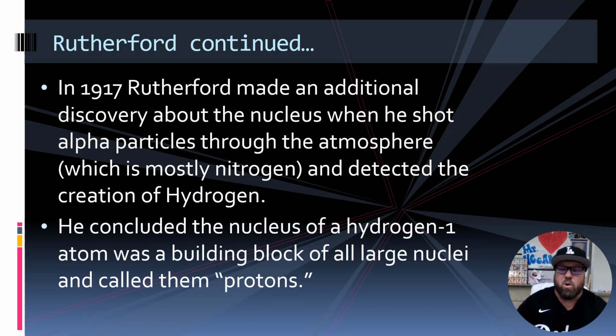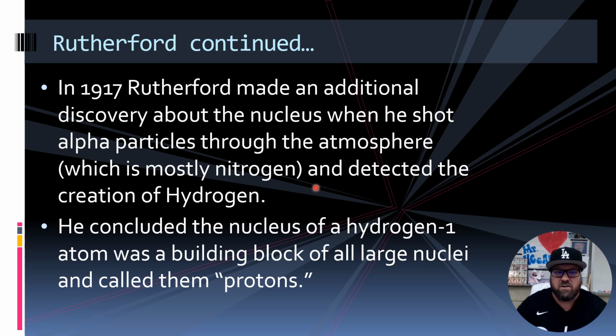Now, Rutherford would go on to make significant discoveries in other areas, but he made one more major discovery in the year 1917. He was doing a modified experiment with alpha particles where instead of shooting them at gold foil, he shot them in a tube that contained atmosphere, just the air that we breathe. The majority of that is the element nitrogen. It's 78% of the atmosphere.